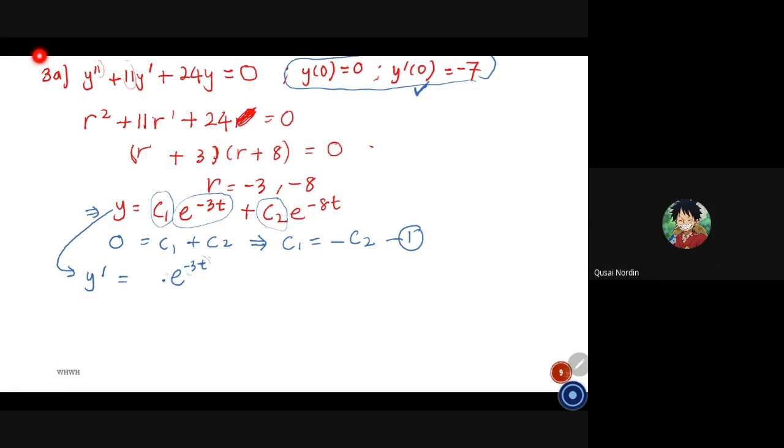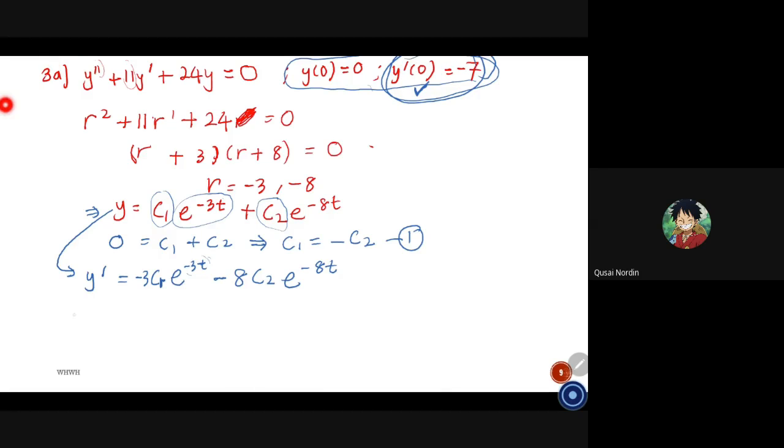Negative 3. So here you will get negative 3c1 e to the power of negative 3t. Agree? And then the second term will be negative 8c2 e to the power of negative 8t. Okay. So based on this initial condition, we have y prime 0 is equals to 7.